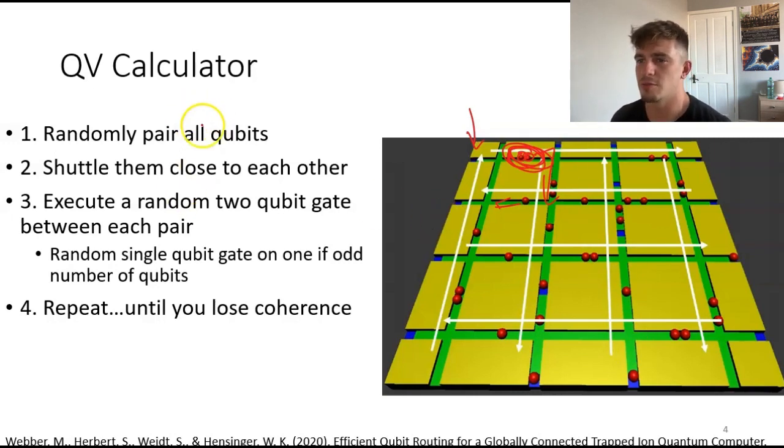So here are the steps. We're going to have some fixed number of qubits, randomly pair them, and shuttle them close to each other so that we can perform a 2-qubit gate. Then we perform random 2-qubit gates on these pairs, and if there's an odd number, we'll put a random single qubit gate on the leftover one, just so it's not left out. And then we keep doing this until we lose coherence. So that's essentially what our quantum volume calculator is going to do.